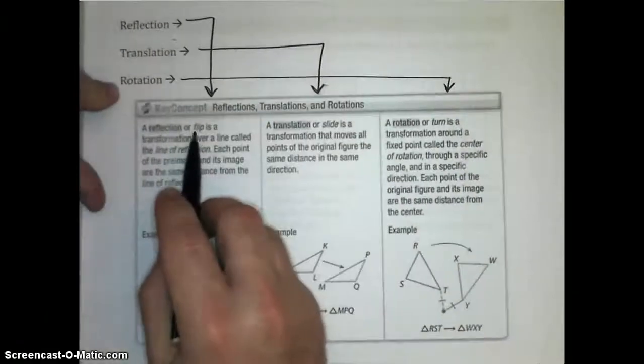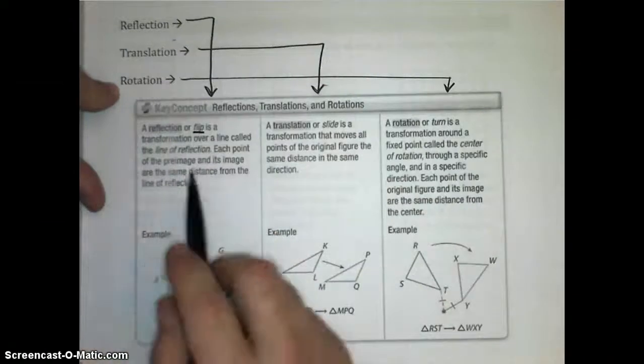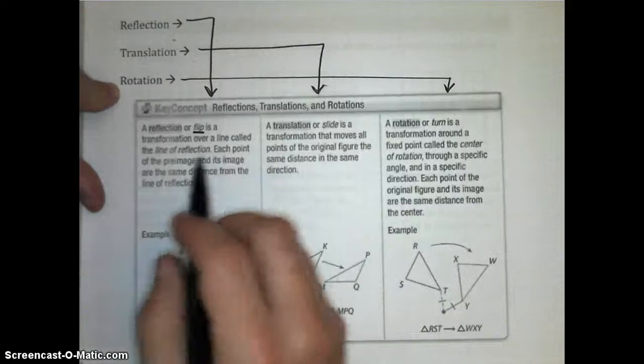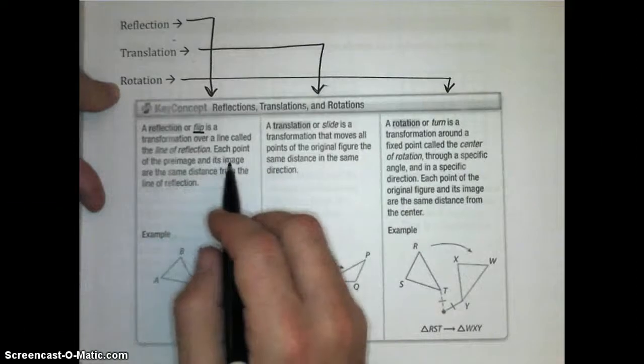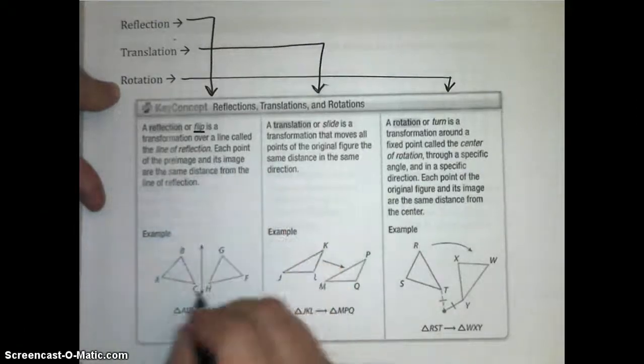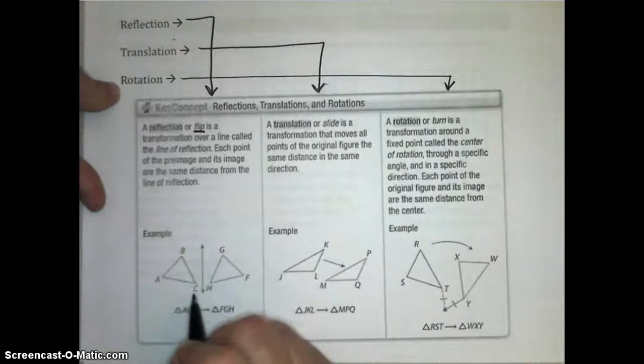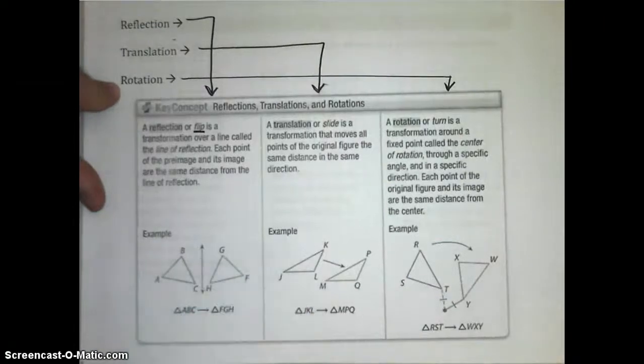Reflection is also thought of as a flip, and it is over a line called a line of reflection. Each point on the pre-image and its image are the same distance from that line of reflection. So C and H are the same distance from the line, B and G are the same distance from the line, A and F are the same distance from the line.